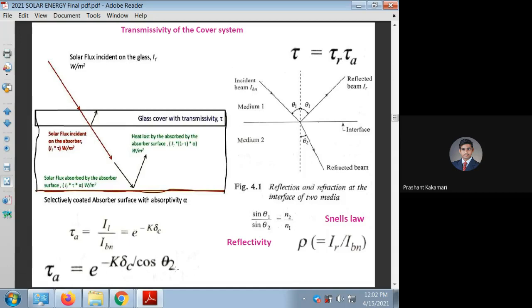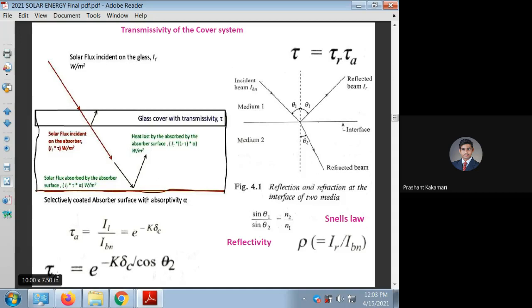Here cos theta 2 is nothing but the refracted beam radiation angle, for the incident radiation at a given angle. So when a number of glass covers are there, you can multiply with n: e raised to minus n K delta C divided by cos theta 2. By this, one can find out the transmissivity of the glass cover after absorption.